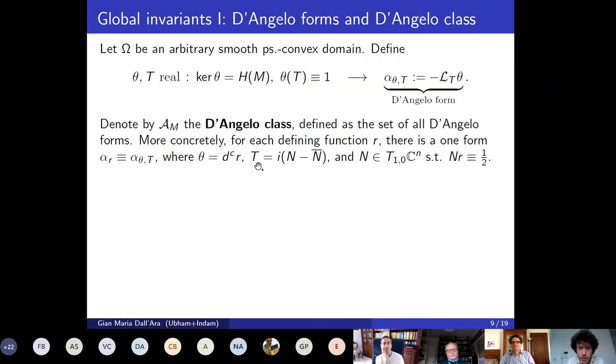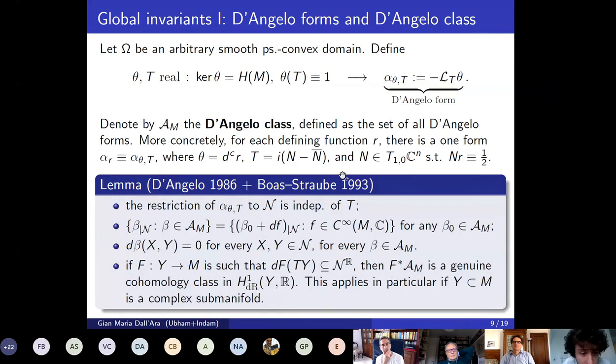And then you choose the vector field like this, where n is a 1,0 vector which is transversal, defined to be such that nR is constantly equal to 1/2. With this choice of alpha and theta, you define a form for any defining function R. This will become useful later.